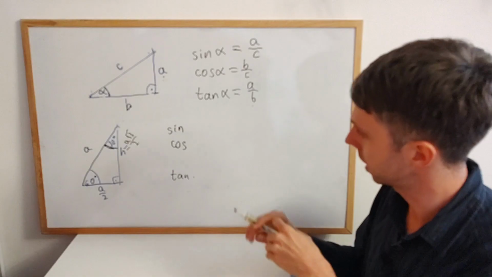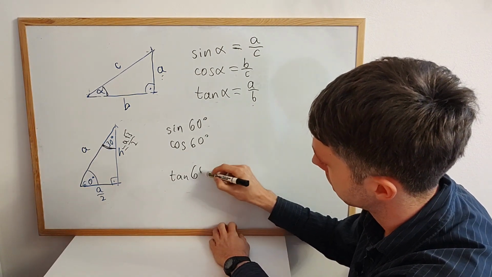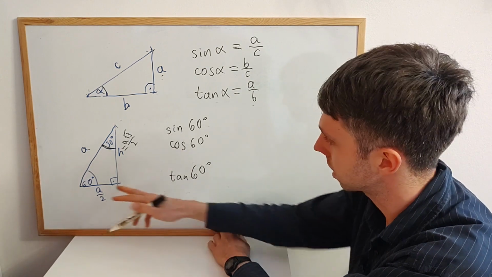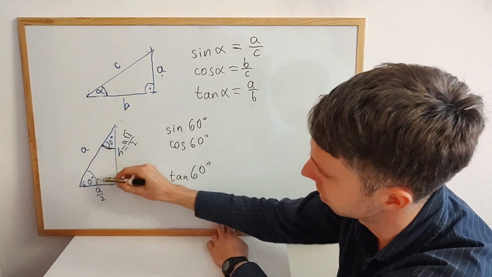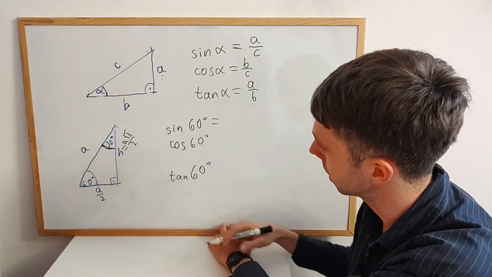I hope you get the idea, so you can calculate sine, cosine and tangent of 60 degrees from the point of view of this angle. So I will do it faster.